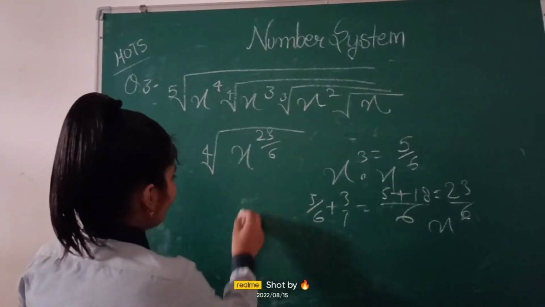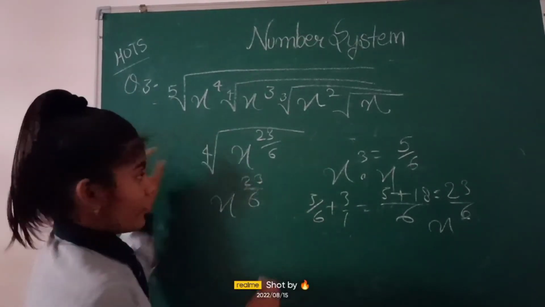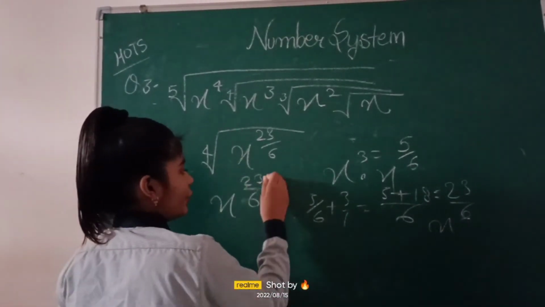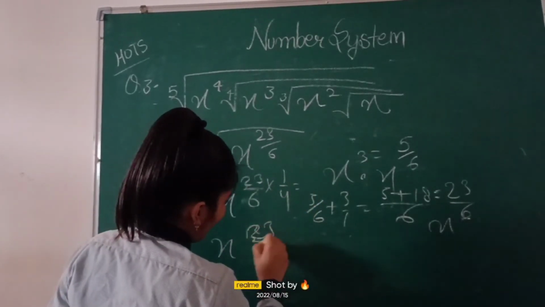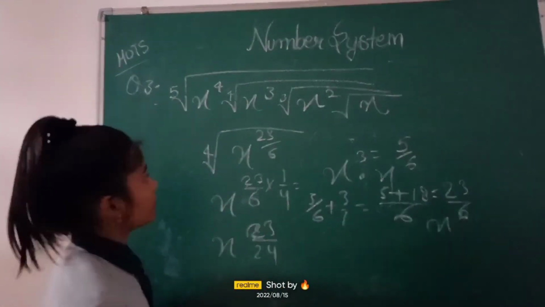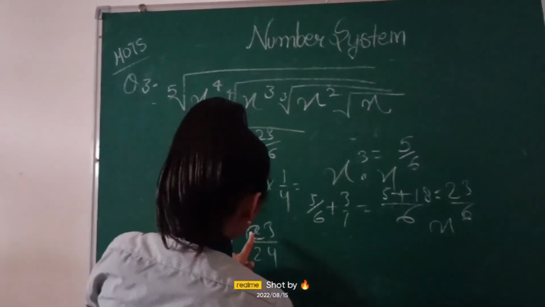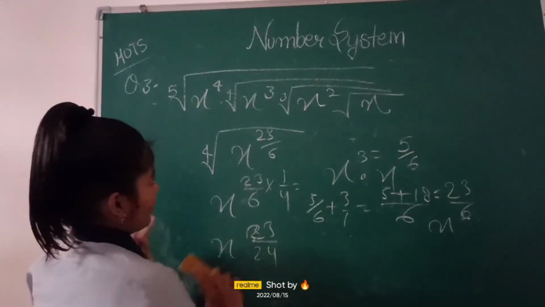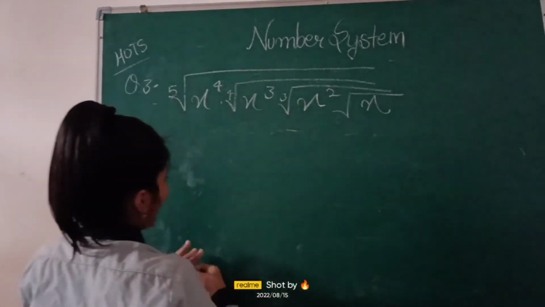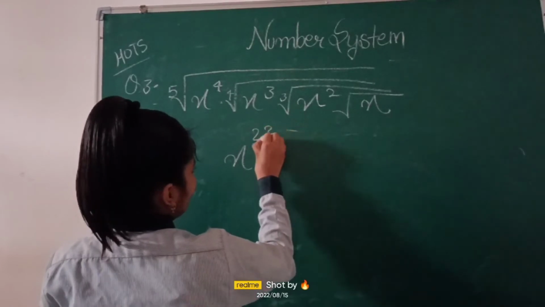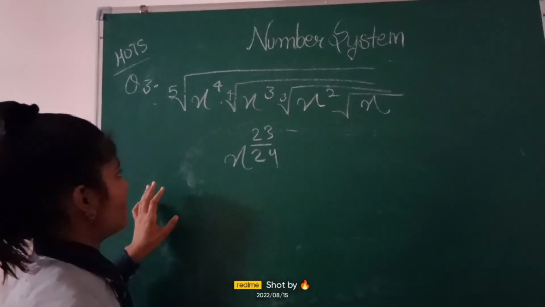Now we know the fourth root of this is x raised to the power 23 by 6 into 1 by 4, which is x raised to the power 23 by 24, right? We have solved just this much, and we will get our answer very fast. So 23 by 24, okay. Let me rub all these things. So how much we got? x raised to 23 by 24.